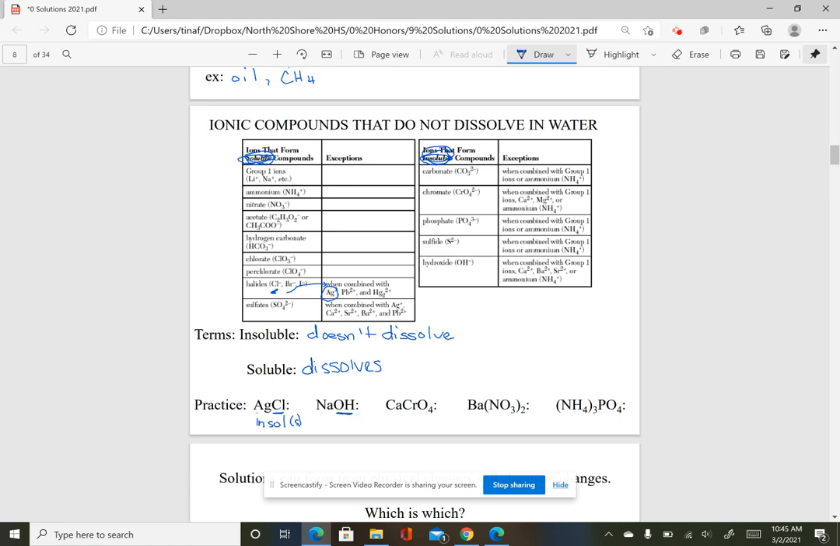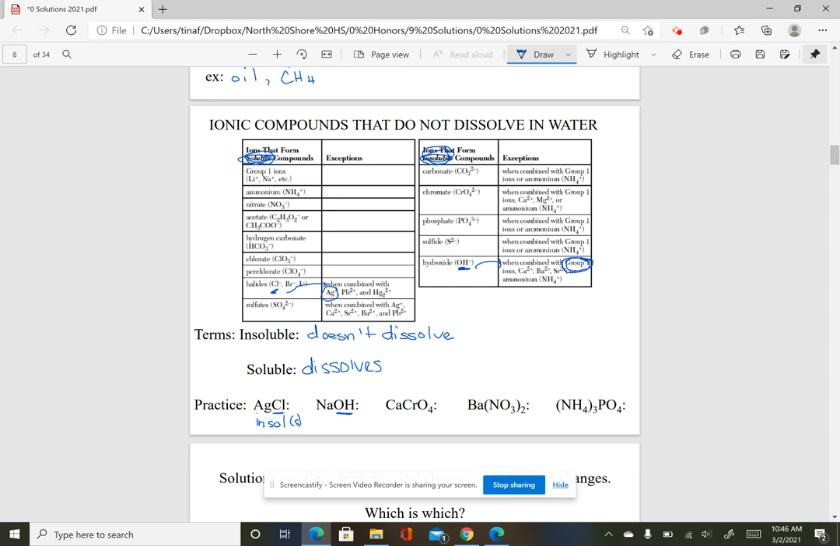All right, let's look at the next one, NaOH. So I want to find OH in one of my main two columns. And I see it over here in the insoluble column. Before I say it's insoluble, I have to check the exceptions box. Do you see Na in the exceptions? I don't see Na physically written there, but I see group 1.